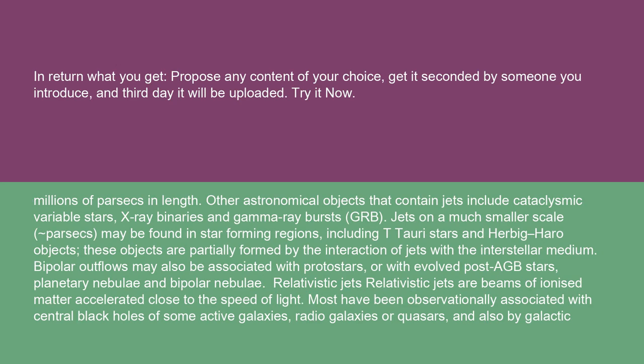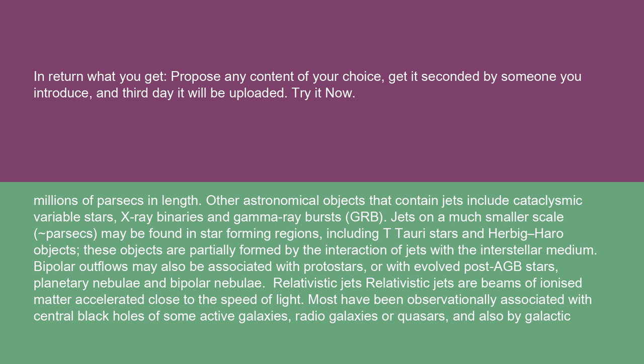Other astronomical objects that contain jets include cataclysmic variable stars, X-ray binaries, and gamma-ray bursts, GRB. Jets on a much smaller scale, parsecs, may be found in star-forming regions, including T Tauri stars and Herbig-Haro objects. These objects are partially formed by the interaction of jets with the interstellar medium. Bipolar outflows may also be associated with protostars or with evolved post-AGB stars, planetary nebulae, and bipolar nebulae.